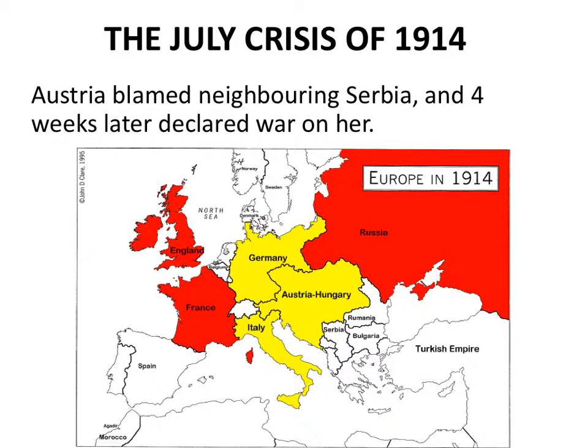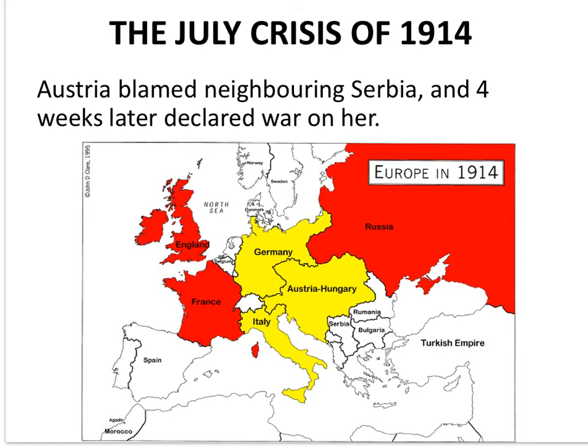Now, it didn't happen straight away. That was the 28th of June. Four weeks later, Austria declared war on Serbia. I won't go into the details of what happened in that 4-week period, but Austria-Hungary declared war on Serbia. It resulted in what we call a local war between Austria-Hungary and Serbia.